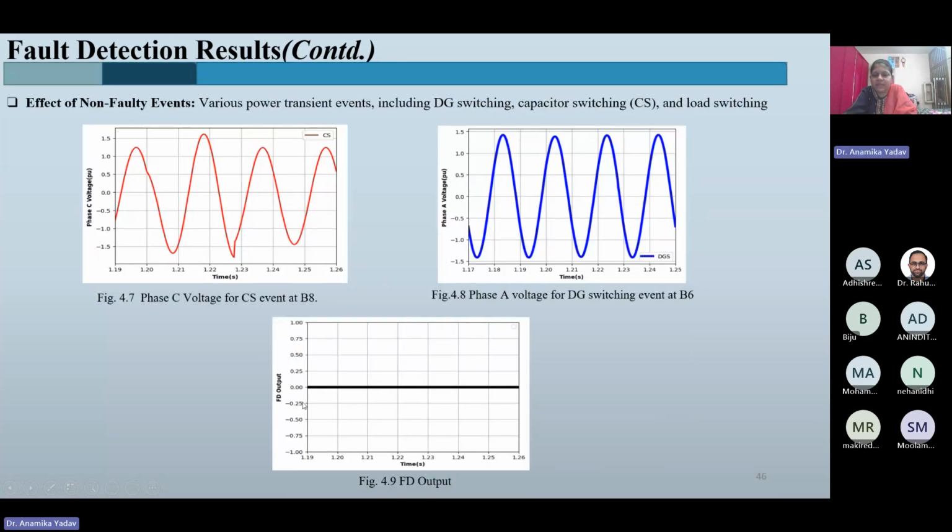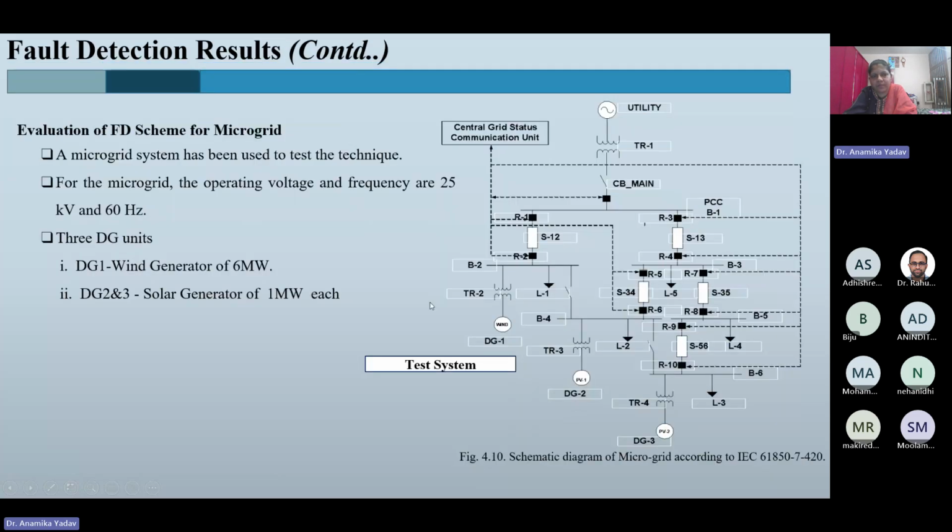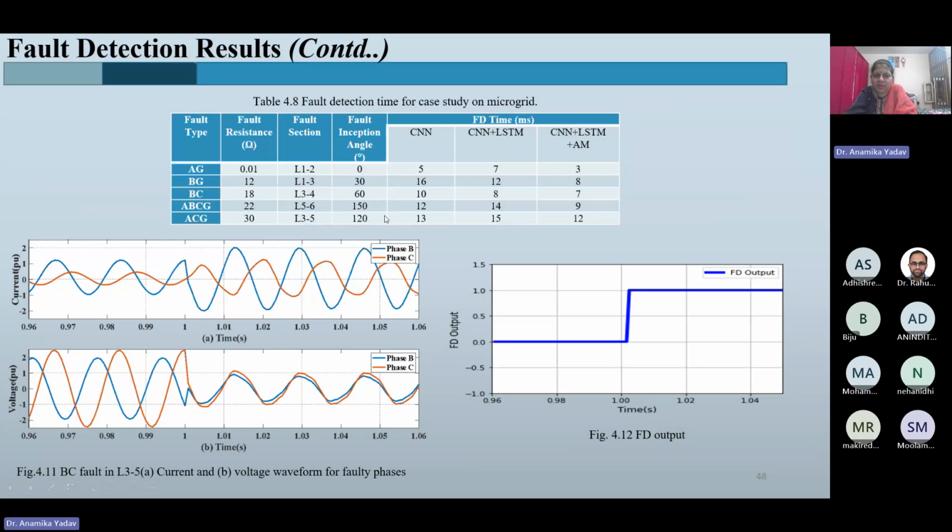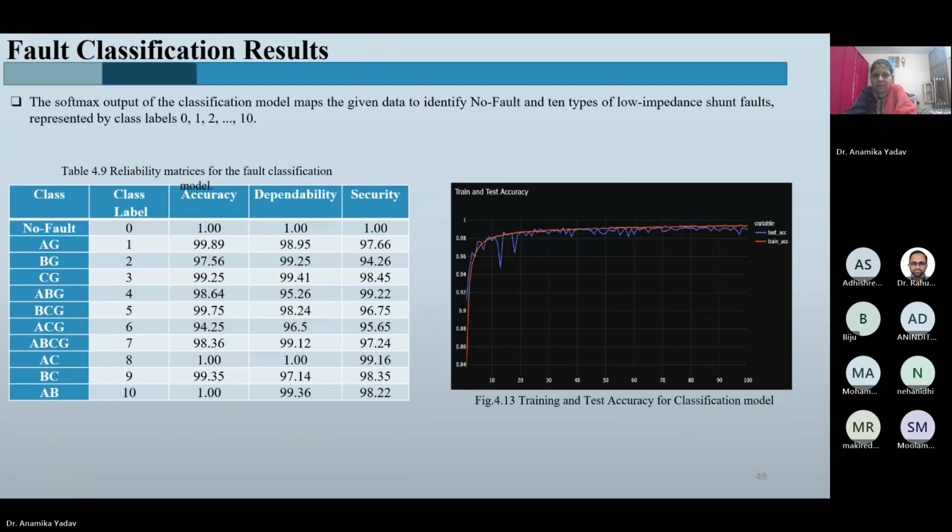For non-faulty events, the fault detection output remains low. It is also evaluated for another scheme, a microgrid system, wherein the IEC 61850-7-420 is considered. The same system was initially designed for some other network, but if we test it on another system, the fault detection output is still correctly detecting it. So the overall system accuracy and classification modules are illustrated here.